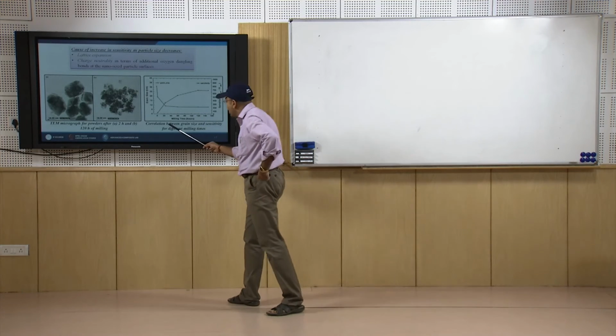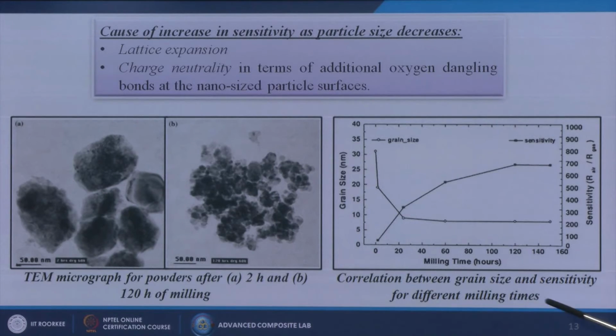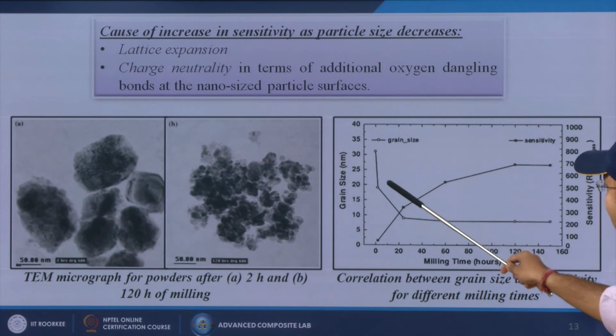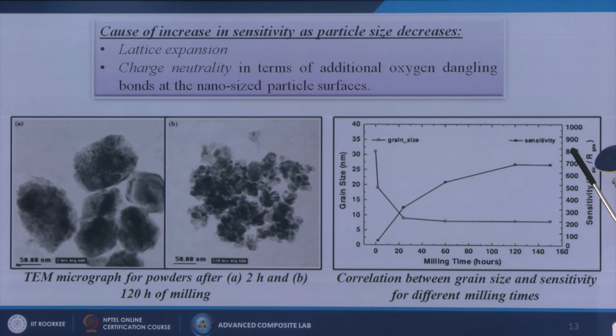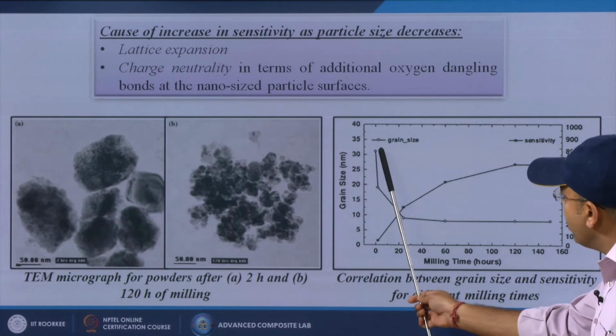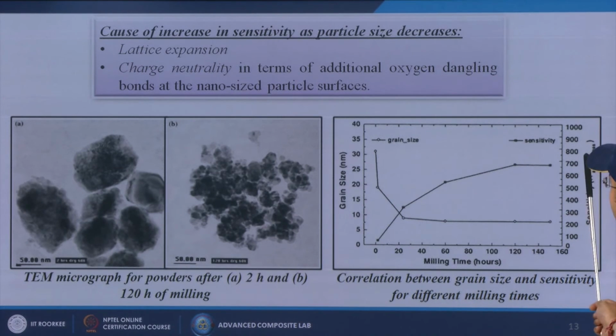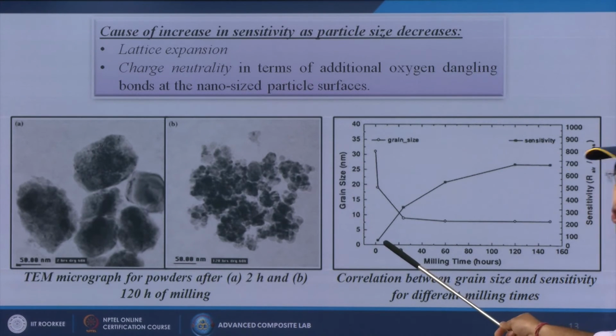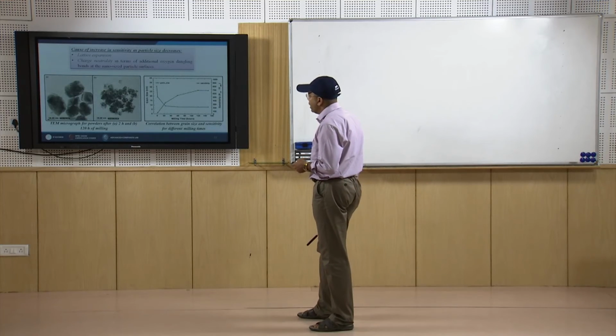The right hand side is the correlation between grain size and sensitivity for different milling times. When the grain size is reducing, the sensitivity of that particular material changes. When the grain size is around 30, the sensitivity is around 800, but the problem is that at that time the sensitivity is too low. So, when we decrease the grain size, the sensitivity of that material increases drastically. That is the beauty of this kind of nanoparticles.